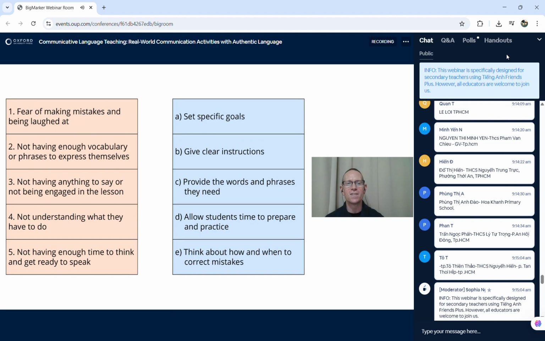Once again, please type into the chat box, which do you think is the solution for problem 1? Again, you can type 1A or 1E, 1B, etc. Which do you think solves problem 1? Okay, please type into the chat box. What should we do if students are afraid of making mistakes or being laughed at by their classmates? Please type into the chat. Which solution is for number 1 here?